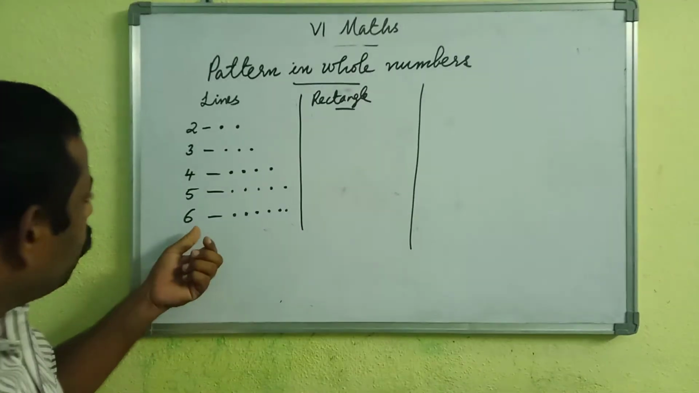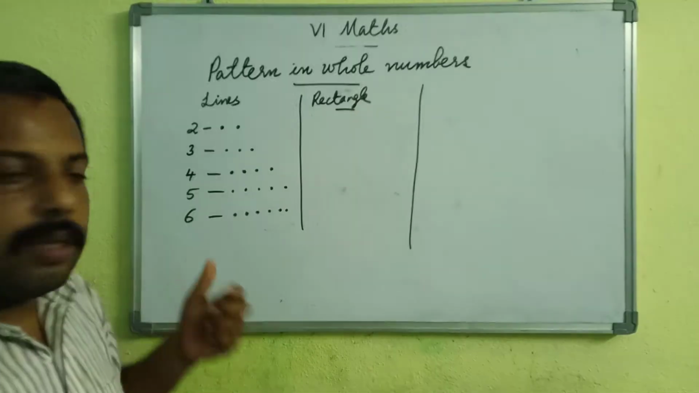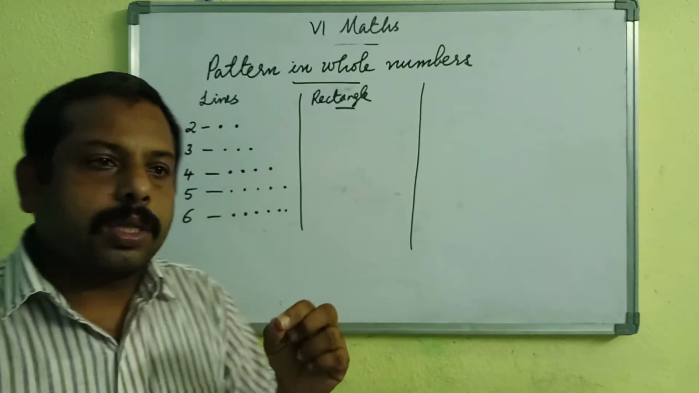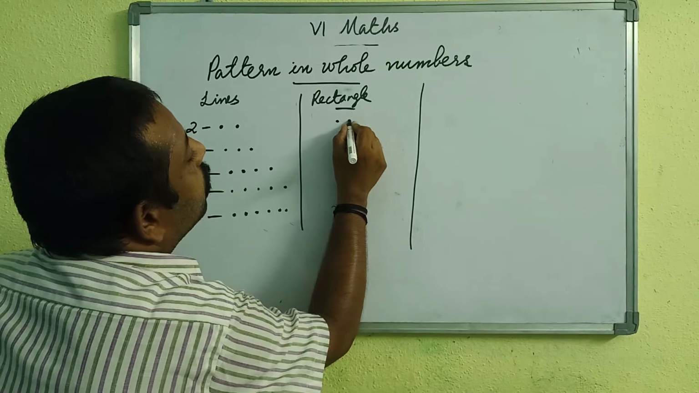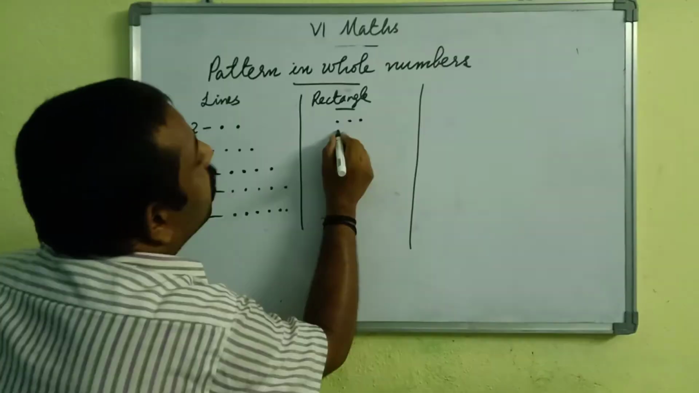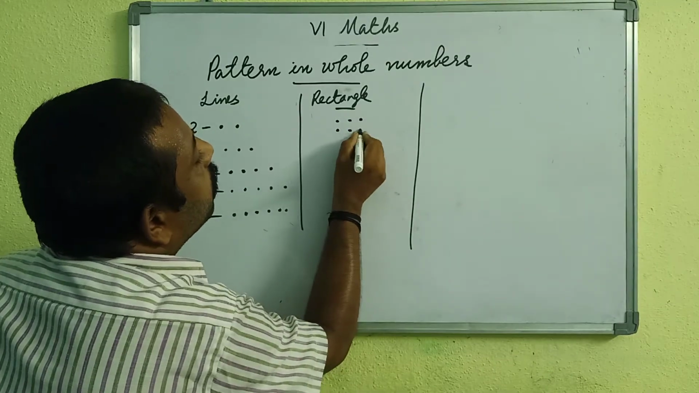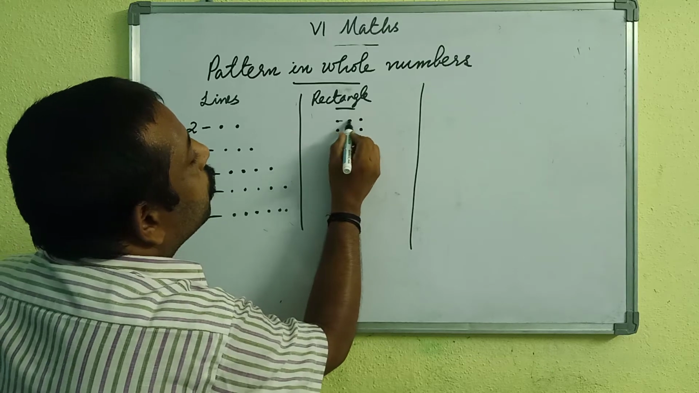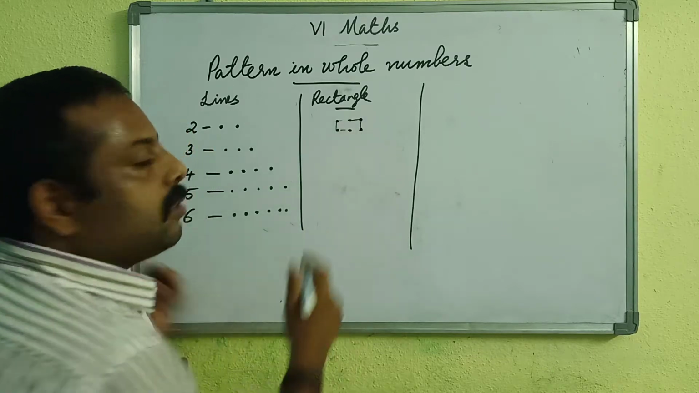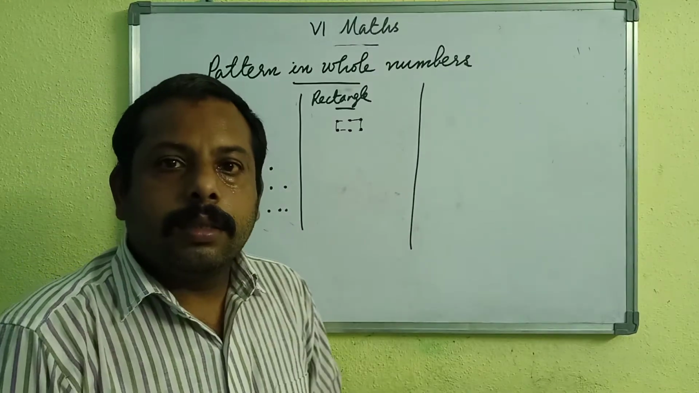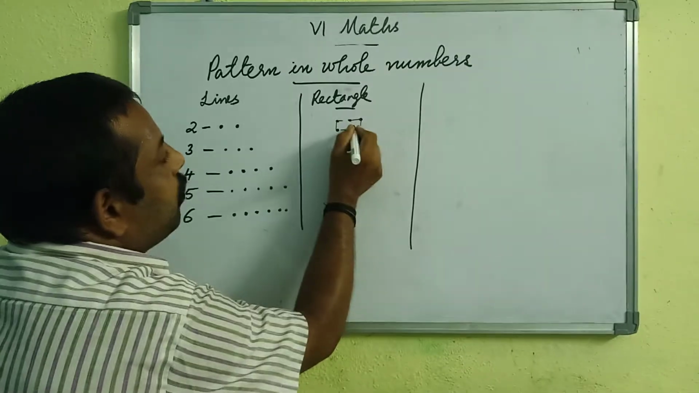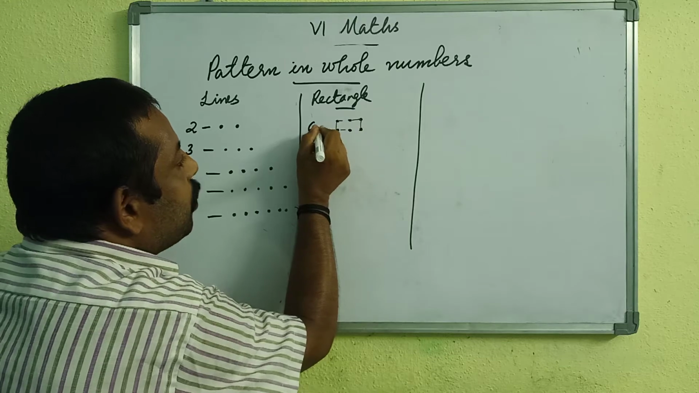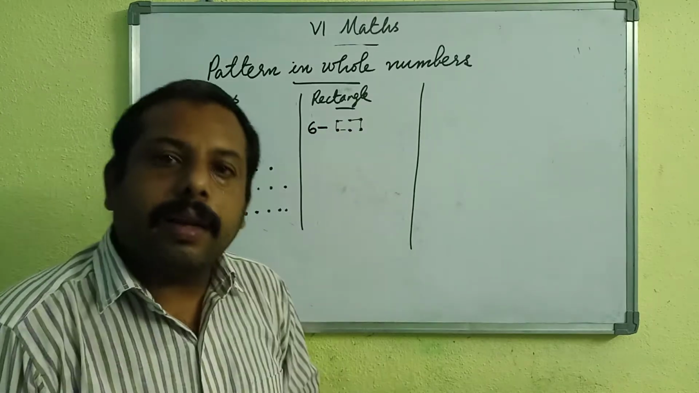See, you look at this number 6. We make a 6 using 6 dots. So the same 6 dots I am placing here like this. 1, 2, 3, 4, 5, 6. When you unite this, you will get a rectangle. Will you get a rectangle? Yes, you will get a rectangle. So how many dots we have used? 6 dots. So 6 can be represented in the form of a rectangle.